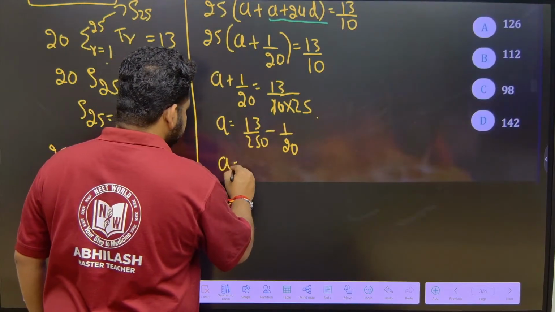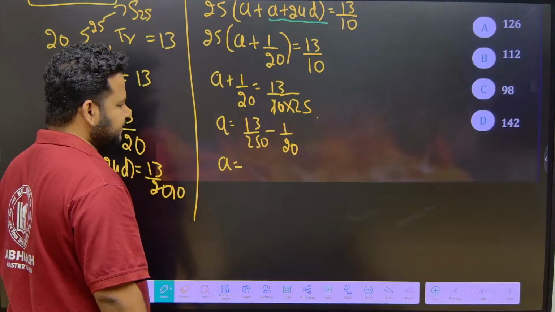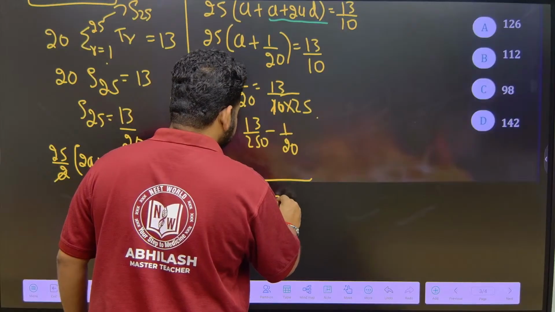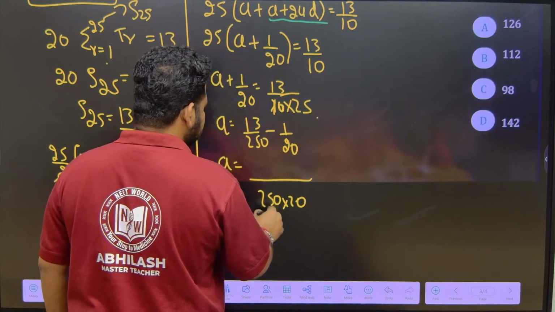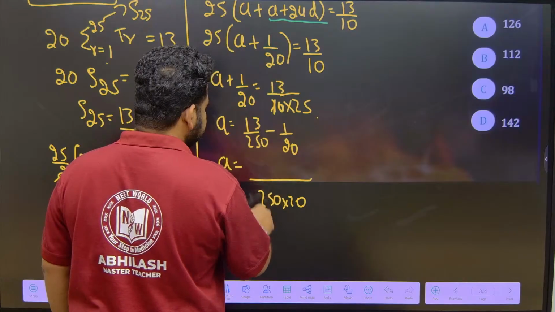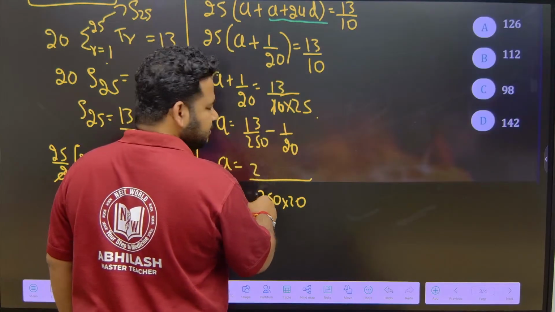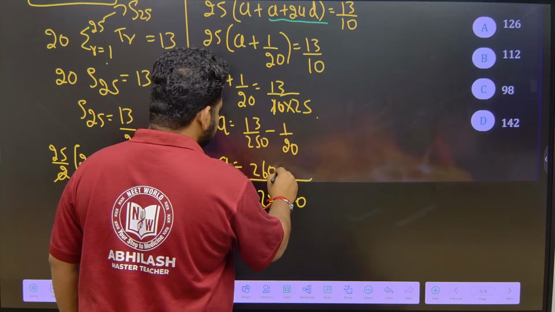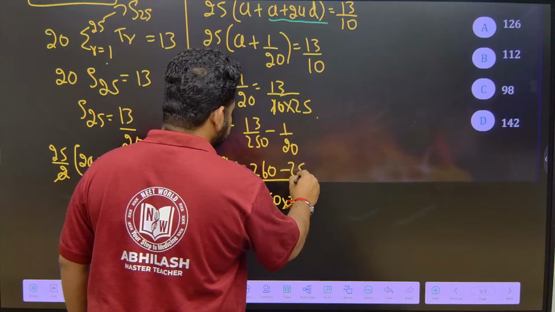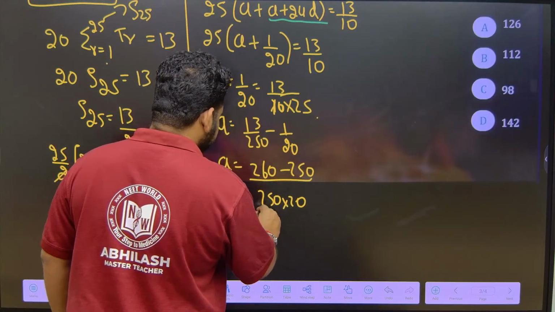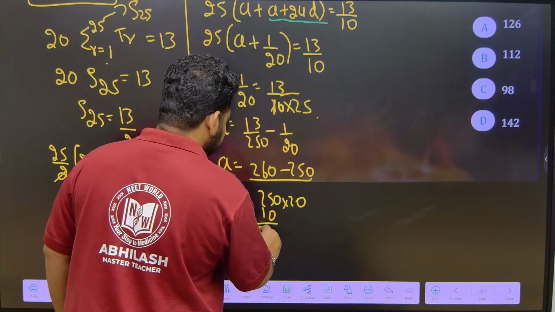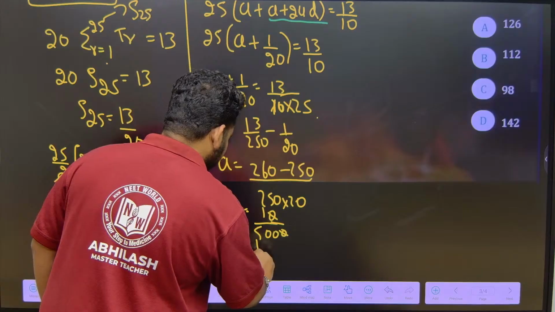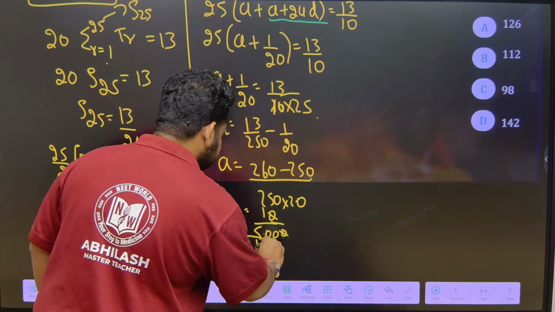We have to find out a. So what is the LCM of 250 and 20? Let us keep it as 250 and 20 itself, not a problem. 250 cancels. 20 into 13 is 260. 20 cancels. This will be 250. So a is equal to 10 by 25 into 2, this is 5000. So the zero cancels. We got a is equal to 1 by 500.